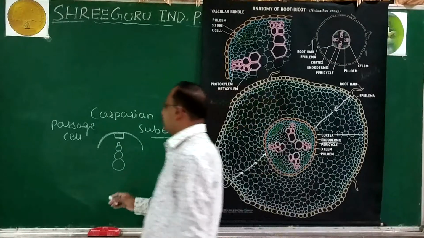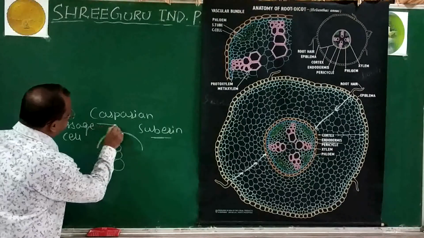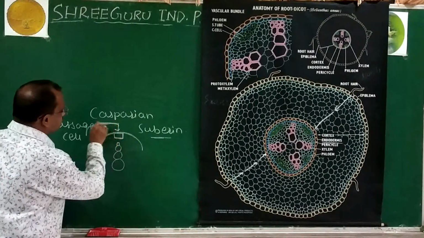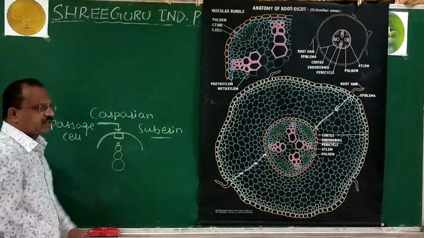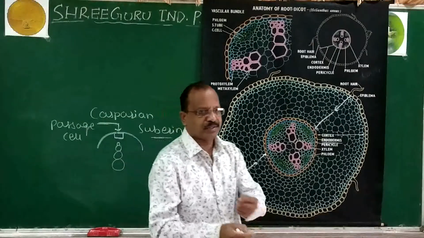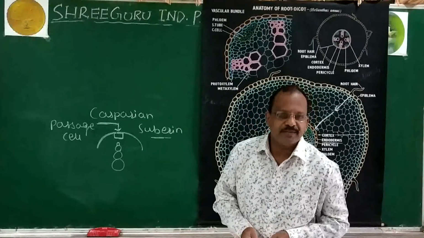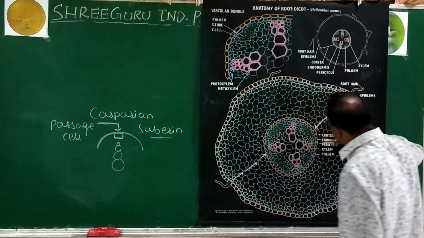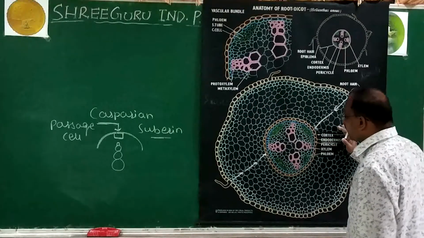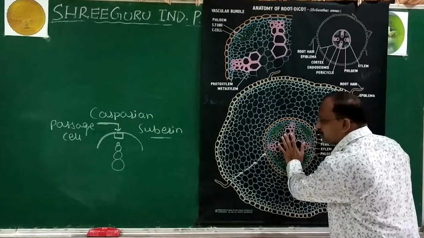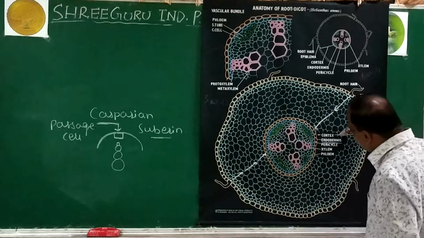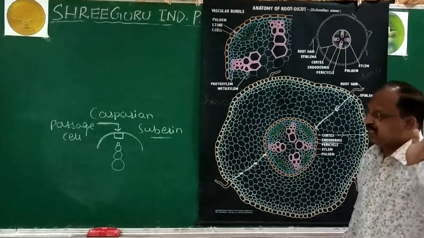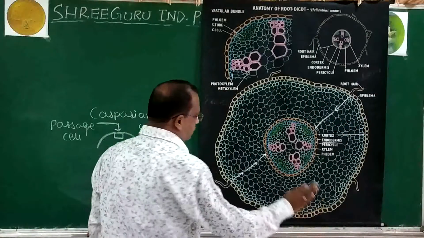Such cells are called passage cells, or you can call them transfusion cells. Now the question arises, what is the function of these passage cells? They enable the entry of water. It helps in the entry of water from the cortex to the stellar region, into the stele. Okay, so that ends the cortex.